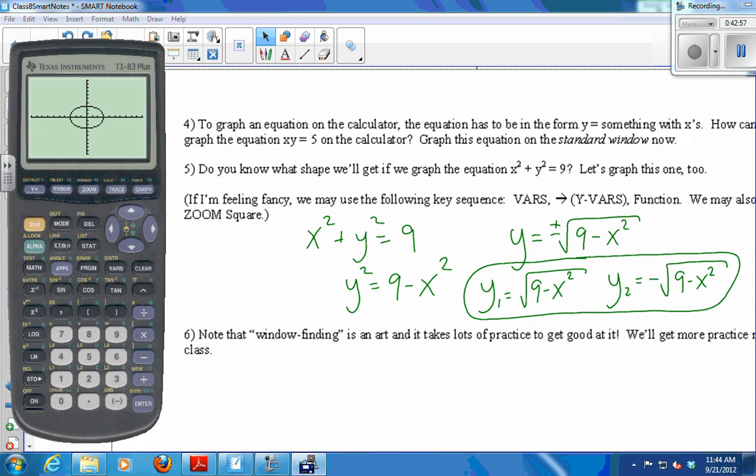The way to see it is use zoom, choose option 5, which is square, zoom square. It'll just square things up, make the units the same, and now it looks like a circle. And now you can see the tick marks are the same length on the x and the y axis. So that can be helpful sometimes, zoom square.